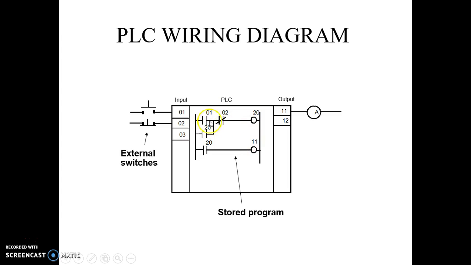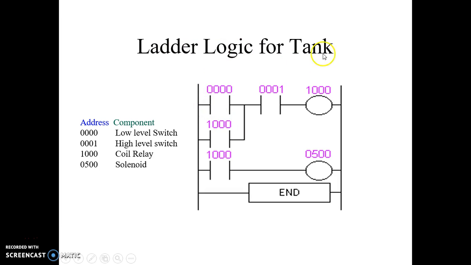So here is the program. Whenever our level is at the bottom or minimum, this contact is energized and it will give an output. Now whenever the tank is full, this contact is energized and it will break the contact, so the circuit is broken and it will stop delivering water through the motor or pump. This is the output. Here you connect the motor or solenoid. This is the ladder logic for the tank.